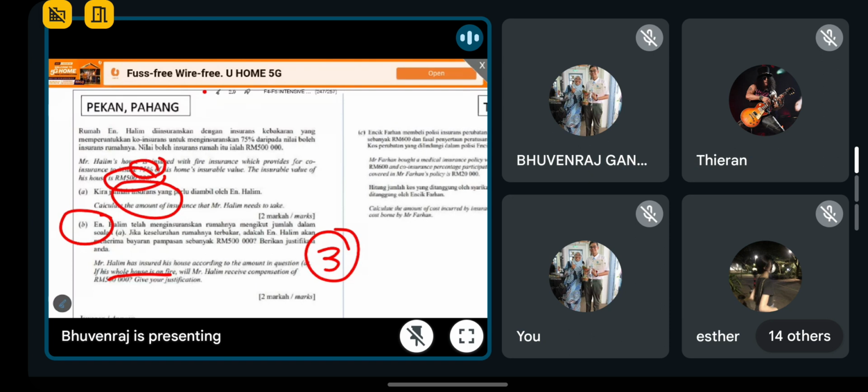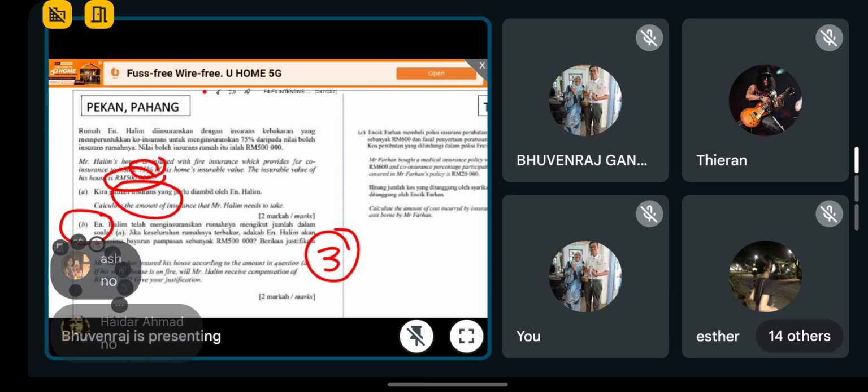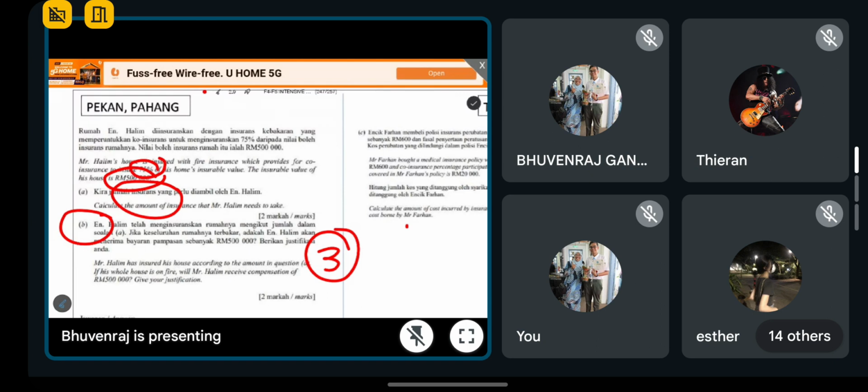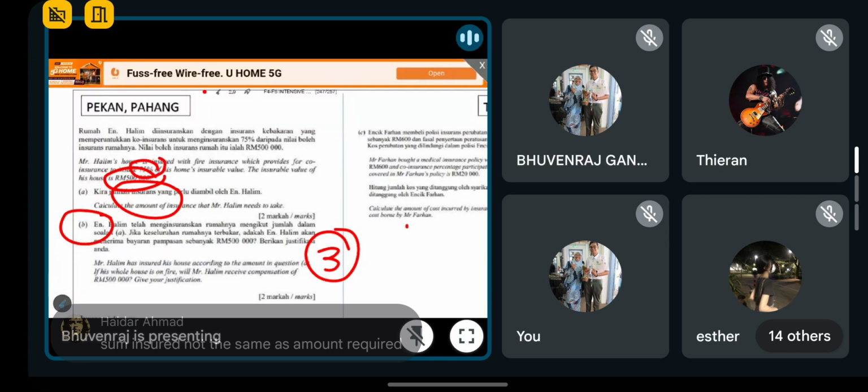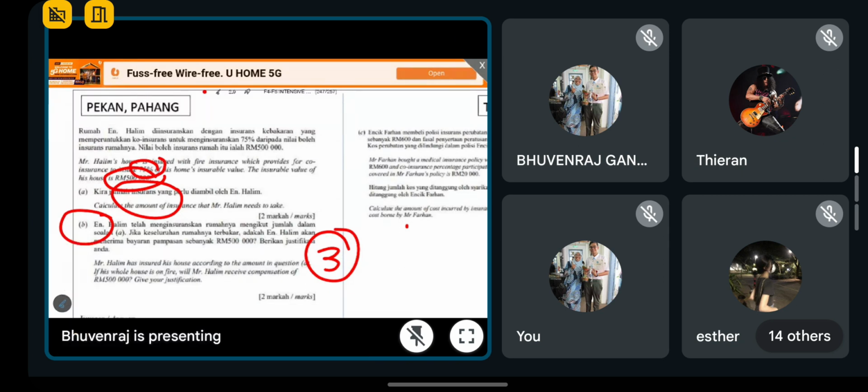Okay, so can you guys tell yes or no? Will he get the compensation of 500,000? Reason kena bagi justifikasi juga. Sum insured not the same as required amount. Wait, more than insured value. This one they say insured value is equal to amount of required insurance, so it means the amount of loss minus deductible. Guys, if you realize here, you actually have no deductible. Kamu tak ada deductible kat sini.